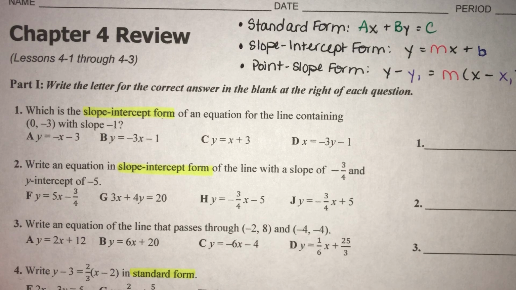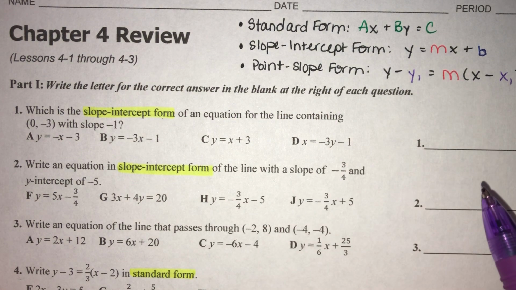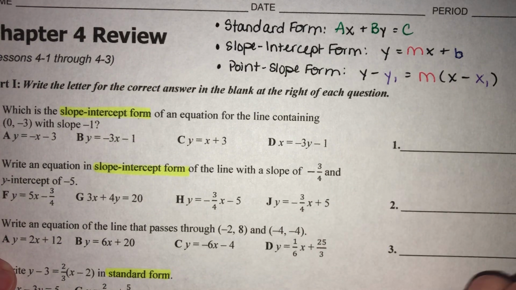Right, so chapter 4 for us was a short chapter. We only covered 3 lessons, 4.1 through 4.3, all about slope-intercept, graphing slope-intercept, and writing equations in point-slope form. So we have a 10-question review here, and then you'll take a quiz on all of that. I did go ahead and write my formulas up at the top, so I don't have to keep going back and looking for them as I'm filling this out.